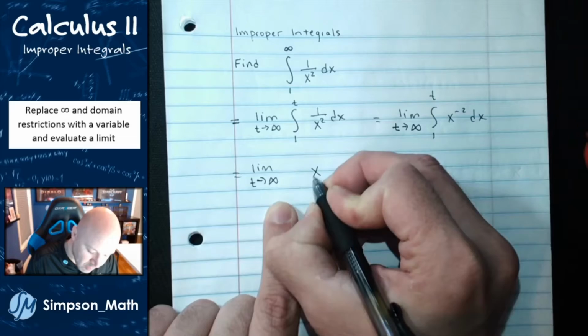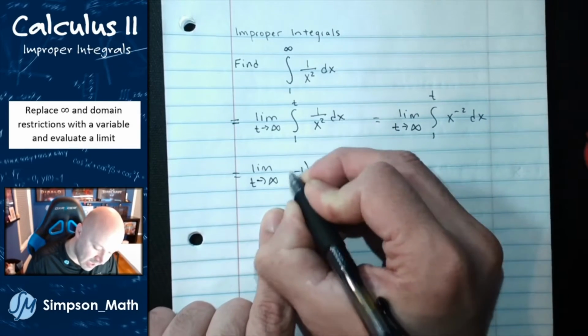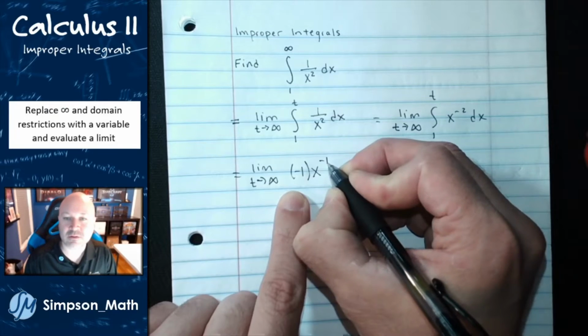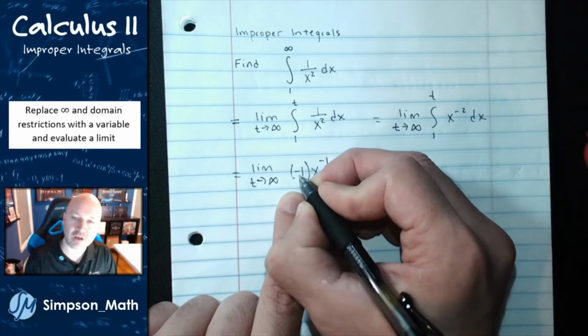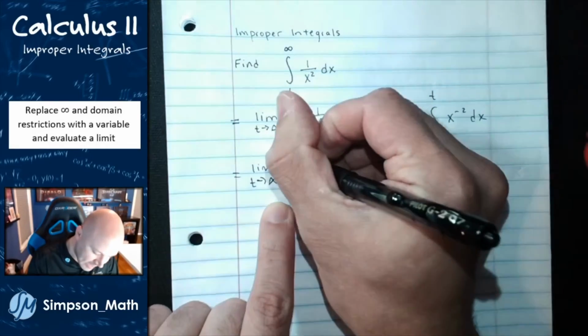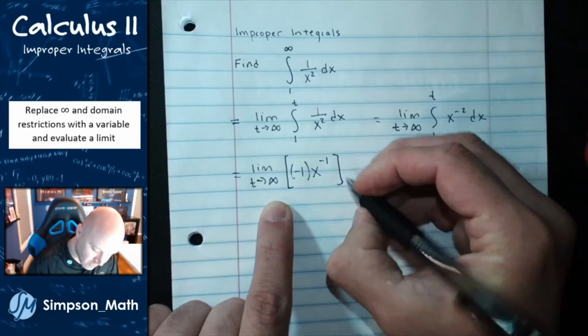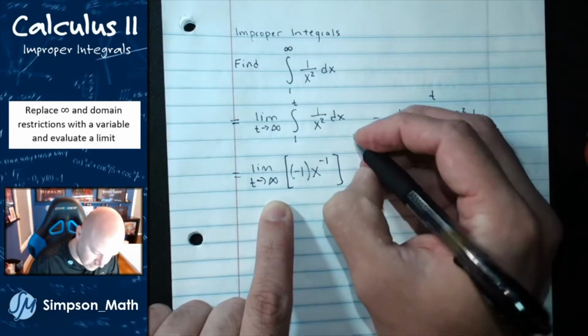We increase the power by 1, so up to -1, but we multiply out front by the reciprocal of that power. The reciprocal of -1 is -1. And I'm evaluating this thing from 1 to t.